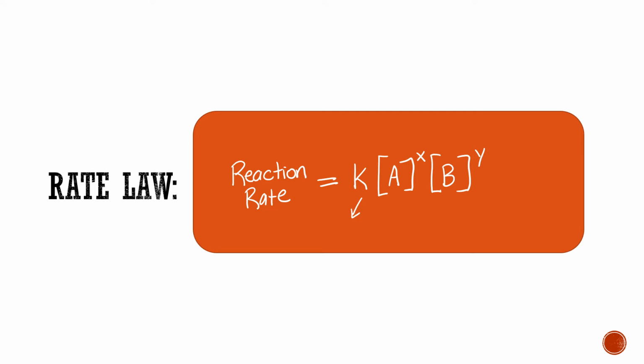K represents a rate constant. And the rate constant is going to depend on the species that are involved. So it's going to depend on what kind of chemical A is and what kind of chemical B is. It's also going to depend on the temperature of the reaction. So that rate constant is very specific to the type of reaction. When we use those square brackets, it represents a concentration. So this is our concentration of reactants.